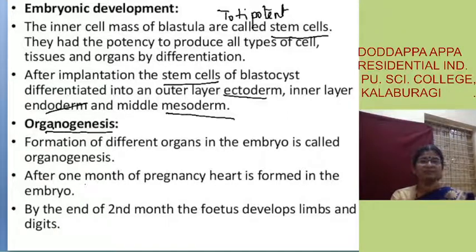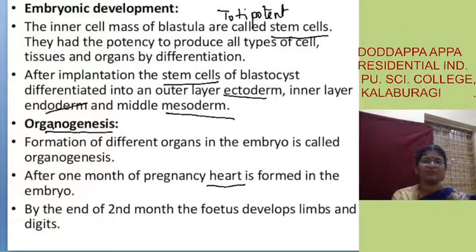So after 1 month of pregnancy, first the heart is formed. See, if the physician does not hear a heartbeat from the womb of the mother, then they will say that the baby is not growing properly, and they will wait for some more days and then advise for the abortion. Fine. And by the end of the 2nd month, baby's limbs will develop. This you have to remember.